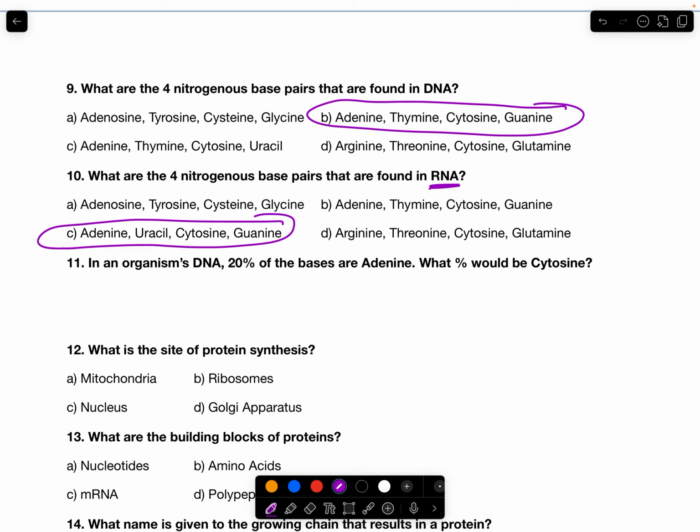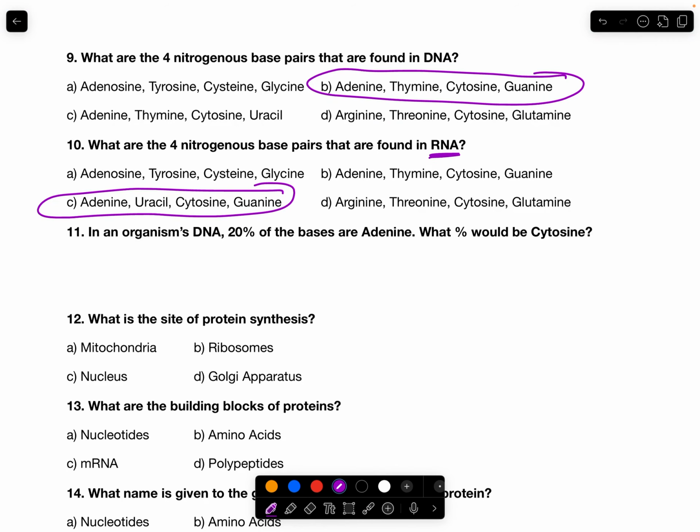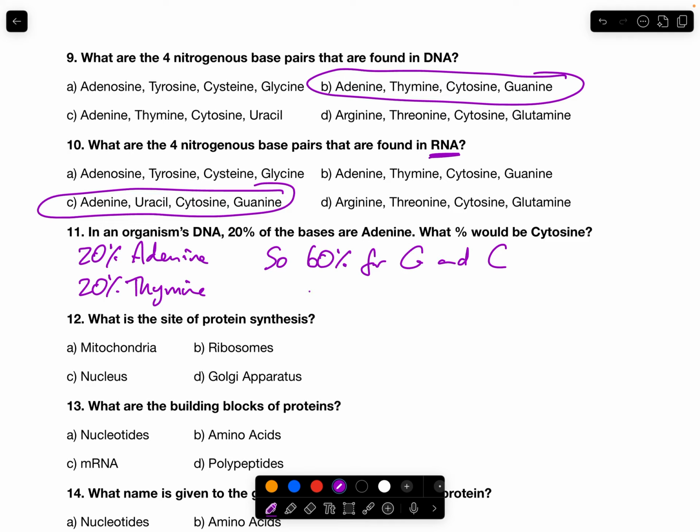In an organism's DNA, 20% of the bases are adenine. What percentage would be cytosine? So if 20% is adenine, A matches with T, so 20% is going to be thymine. So that's 40%, so 60% for G and C. So half of that, 30% would be cytosine, because 60% is made up of G and C, so half of that, 30%, would be just the C's, which is cytosine.